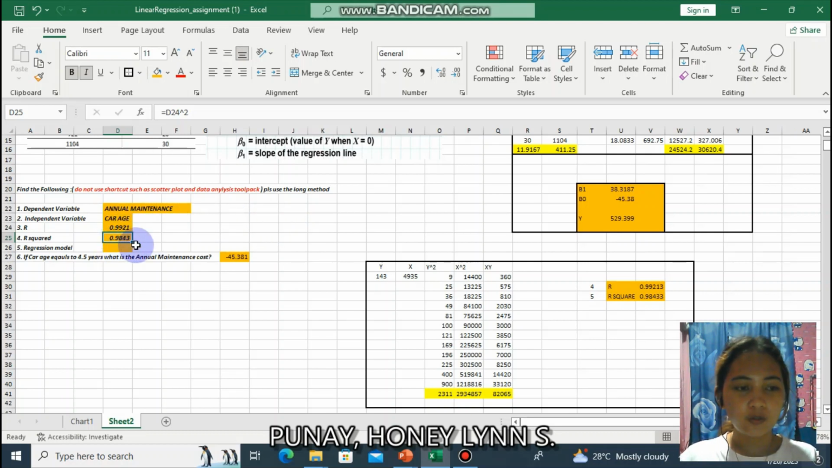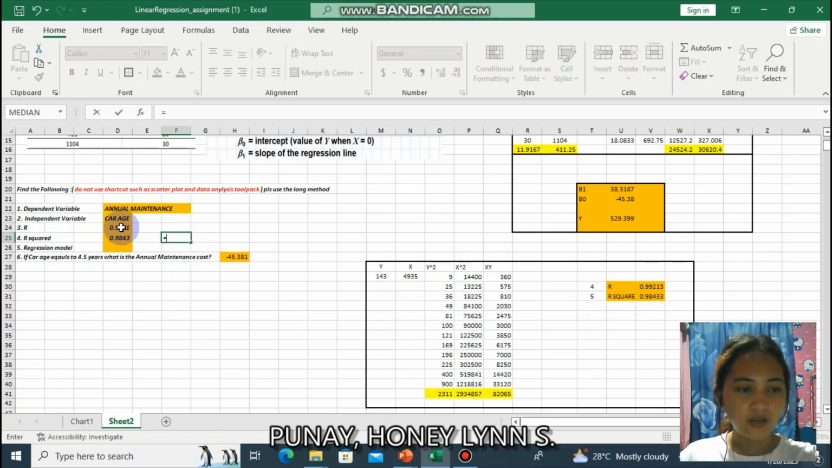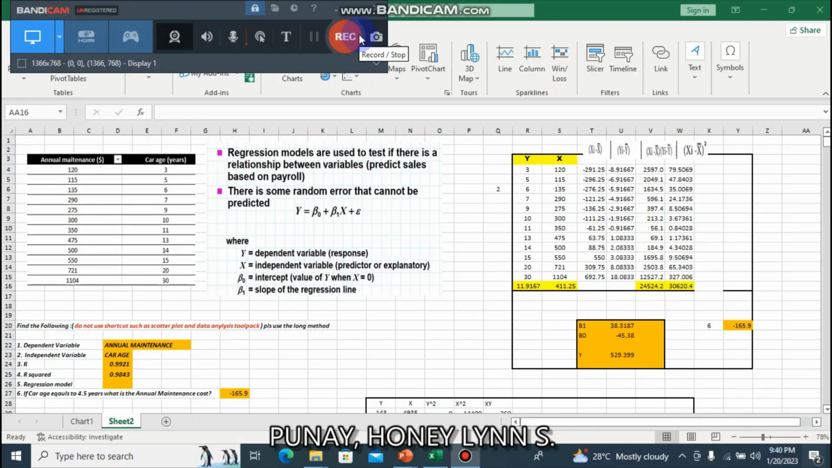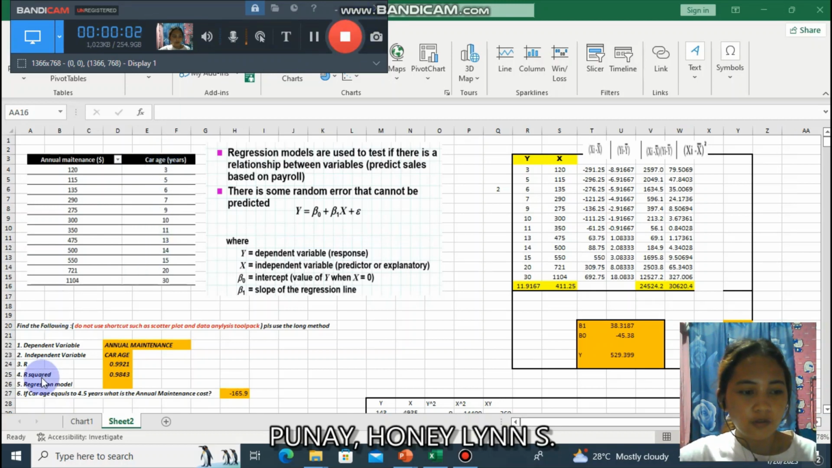0.9921. Now let's move to r squared. The formula is equals the value of r, then squared, then click enter. So we will have the value of r squared, which is 0.9843. Now let's move into the regression model.